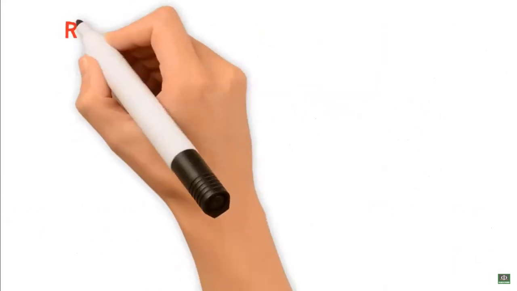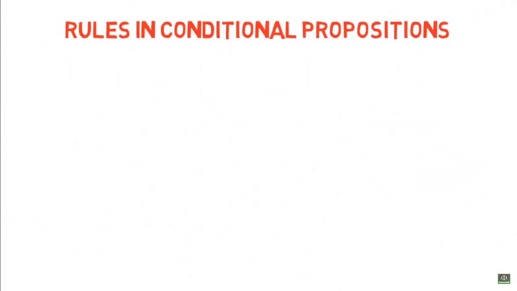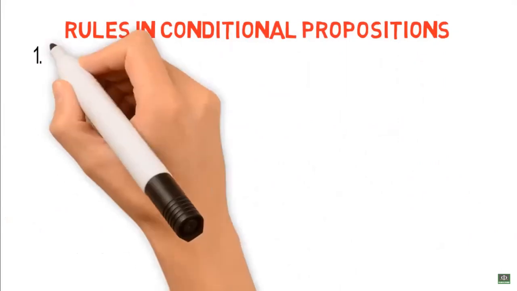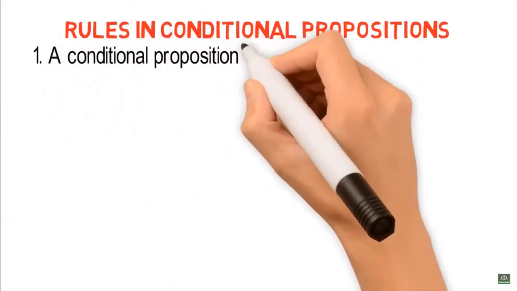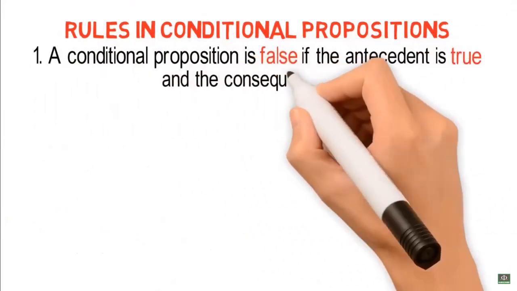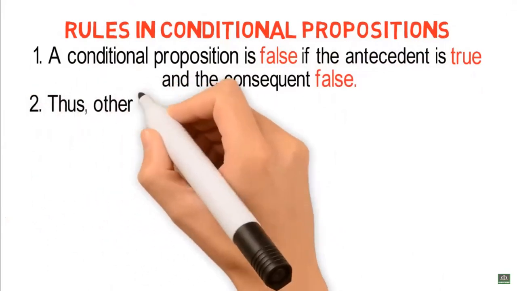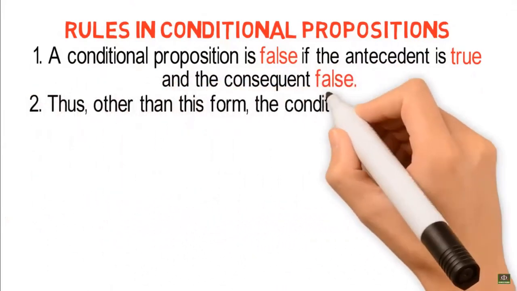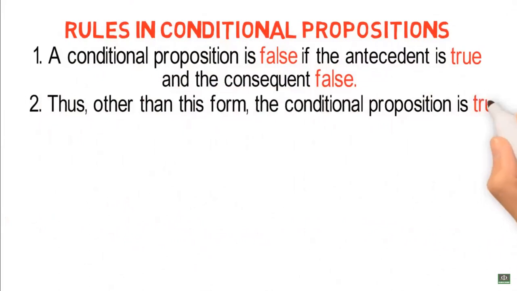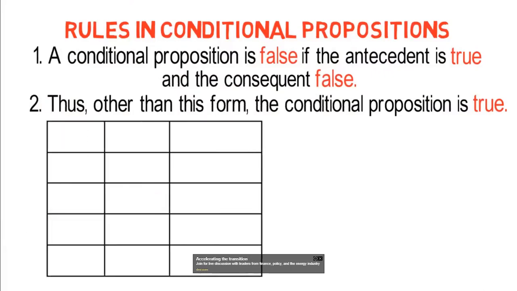Now, let's proceed to the rules in conditional propositions. So, the rules in conditional propositions state that a conditional proposition is false if the antecedent is true and the consequent is false. Thus, other than this form, the conditional proposition is true. Now, let me illustrate this point in a truth table.